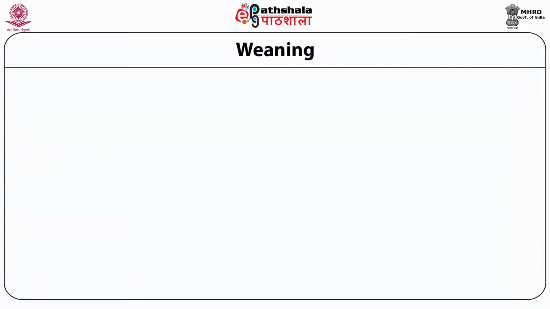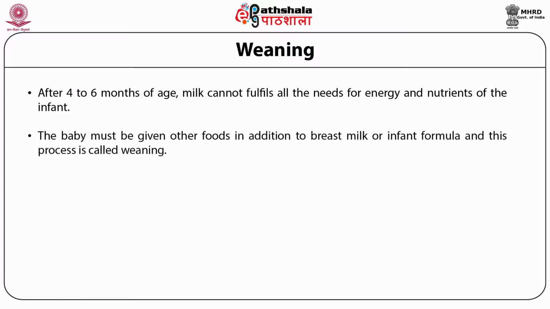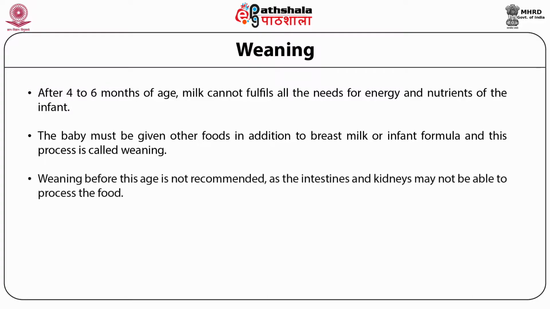Weaning. After 4 to 6 months of age, as we have already talked about, milk cannot fulfill all the energy and nutrient requirements of an infant. So after 4 to 6 months, we need to supplement the infant's food with some supplementary food. The baby must be given other foods in addition to breast milk or infant formula, and this process is called the weaning process. Weaning before this age, that is before 4 months, is not recommended, because the intestine and the kidneys may not be able to process the supplementary food which we provide to a child before 4 to 6 months.